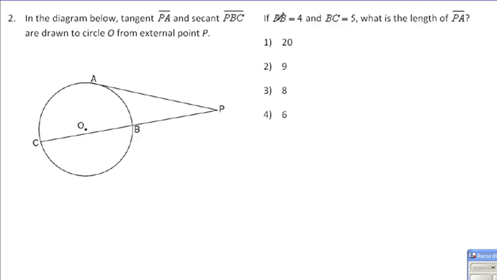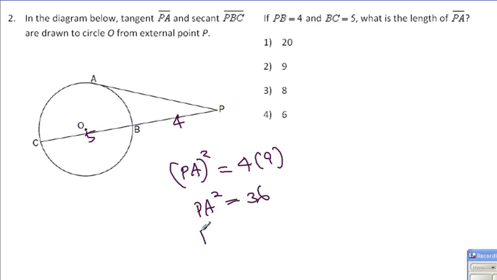Here we have PB is equal to 4, and then BC is equal to 5. Then through the ratio, we end up getting PA squared, the outer square, is equal to 4 times 9, the whole thing. Then PA squared is equal to 36, where PA must be equal to 6.